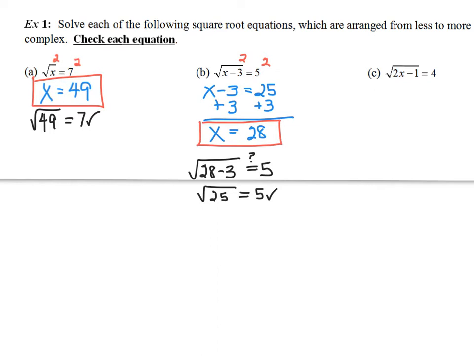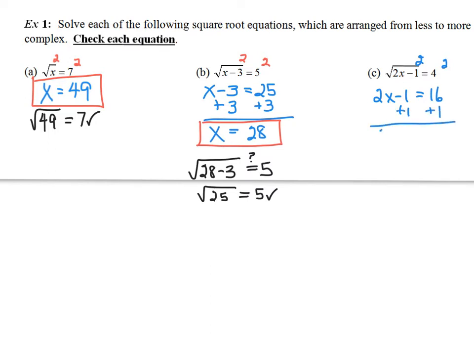Let's go to part C. So in part C, I'm going to square both sides of my equation. Squaring the square root of 2x minus 1 gives me 2x minus 1. Don't forget to square the 4 on the right side, so that's equal to 16. Adding 1 to both sides of the equation, I now want to solve this equation.